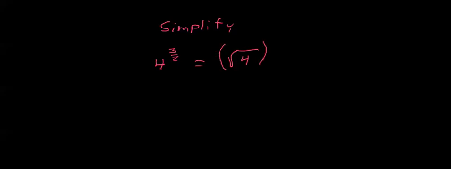It's pretty simple. The other thing you're going to be asked to do is to simplify. For instance, I could give you 4 raised to the 3/2. That's the square root of 4, written in radical form, raised to the 3rd power. Square root of 4 is 2. 2 to the 3rd is 8.